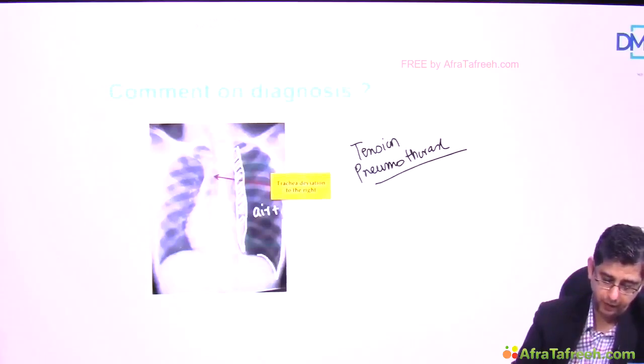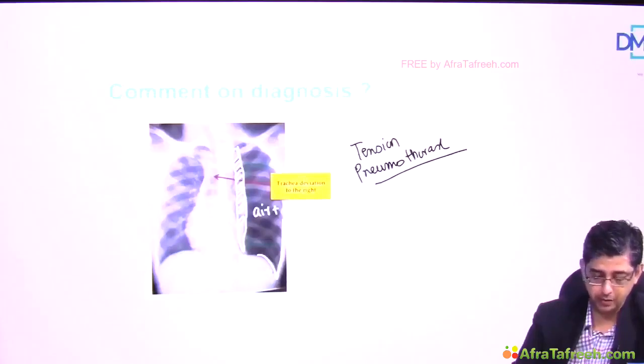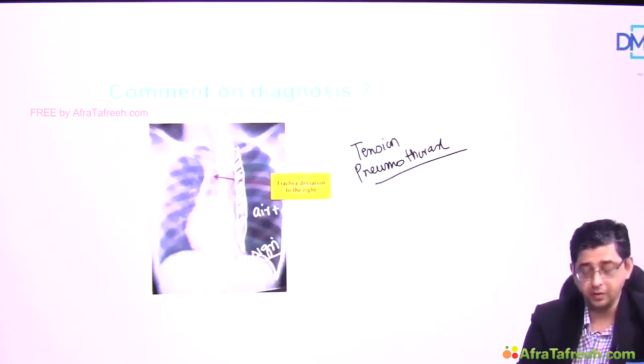It is relatively lower as compared to the contralateral side. This would be called the deep sulcus sign. Deep sulcus sign also helps in identification of pneumothorax in a patient. So the correct diagnosis is tension pneumothorax.